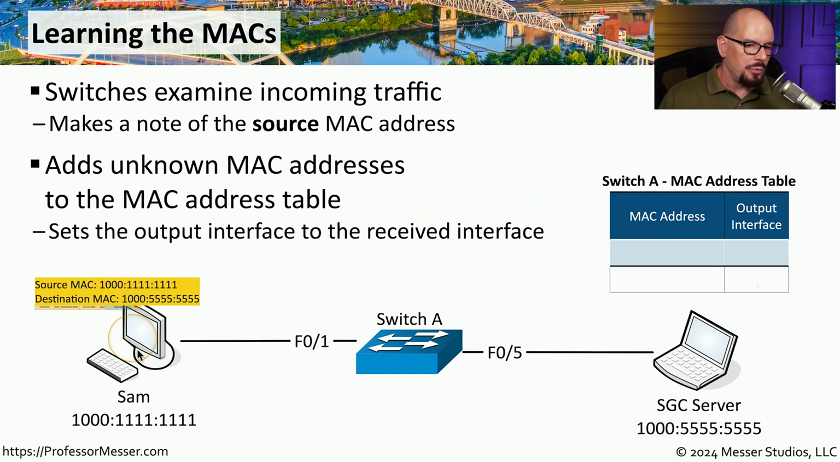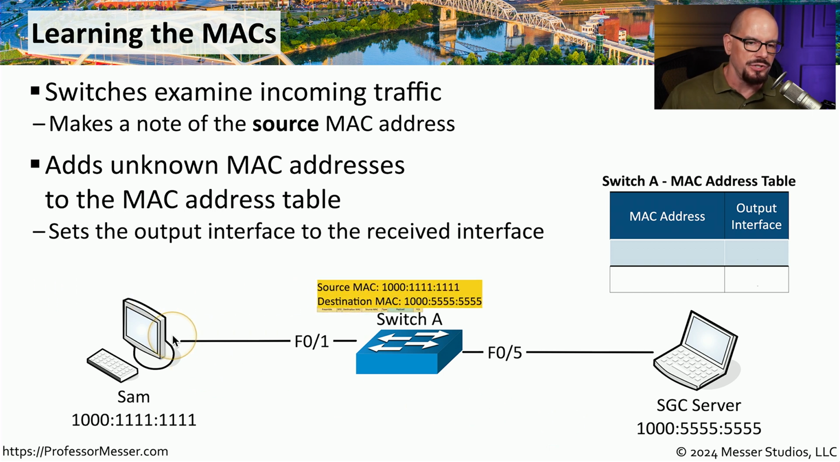Let's take a scenario where Sam is going to send information on this network. Sam's MAC address is 1000.1111.1111. So that will be the source MAC address that's sent over this network. In this particular case, the destination MAC address is 1000.5555.5555, which also happens to be the MAC address of the SGC server. Sam starts by sending this information to the switch.